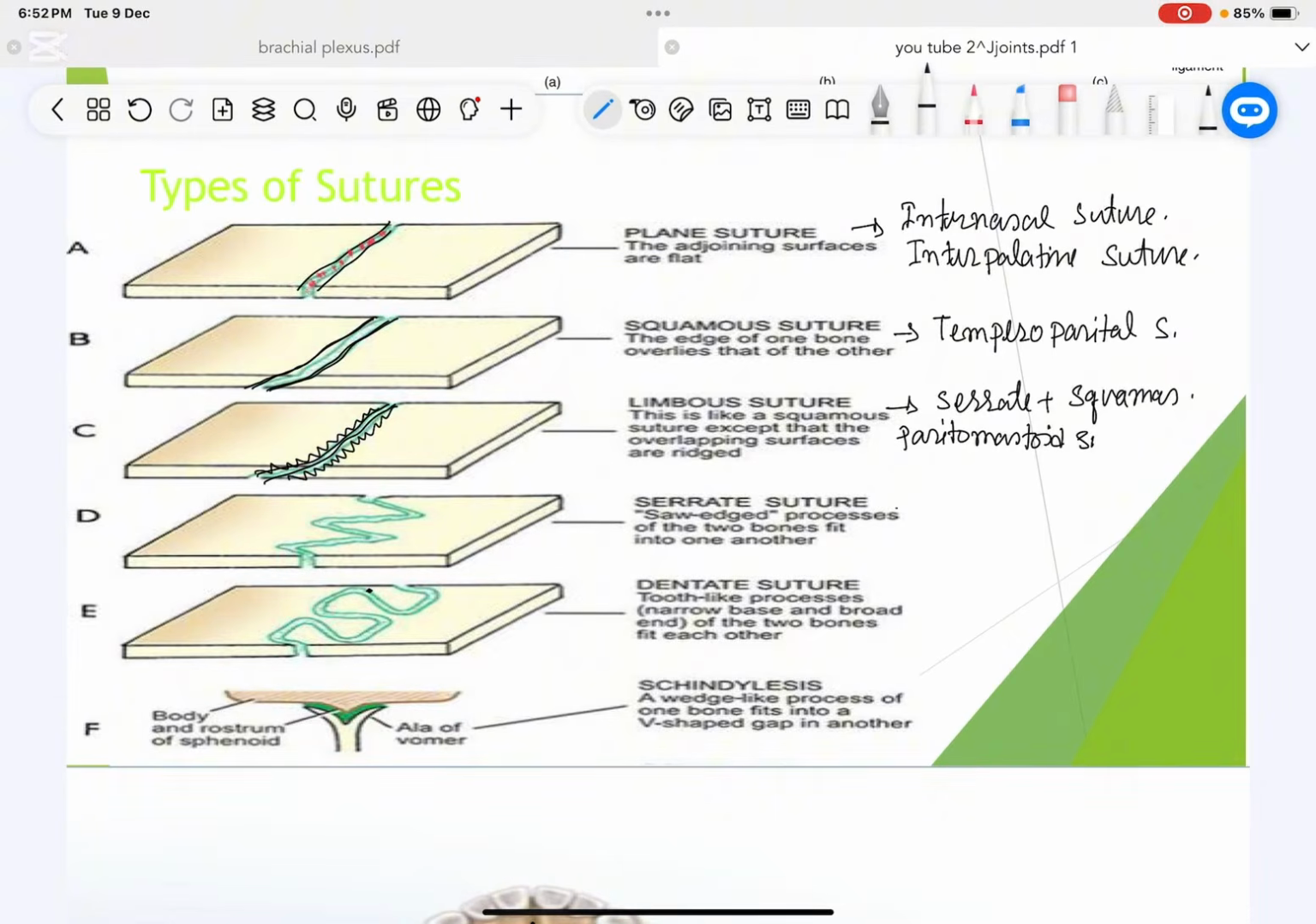The fourth one is the serrate suture. In serrate sutures, both surfaces are serrated, or sawtooth type, and they make the joint. The margins are serrated. As an example, we can say the sagittal suture, or you can say the coronal suture also. It is also an example.